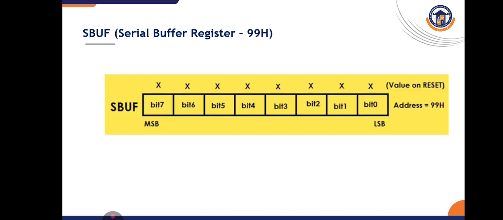Okay. The next one is SBUF, the serial buffer. In this SBUF, which is used for serial data, the 8051 holds the serial data while transmission and reception. The 8-bit register acts as a temporary storage location for data being transmitted and received through the microcontroller's serial port. The data written to SBUF is sent out serially, and the data received is stored in the SBUF before being processed further.